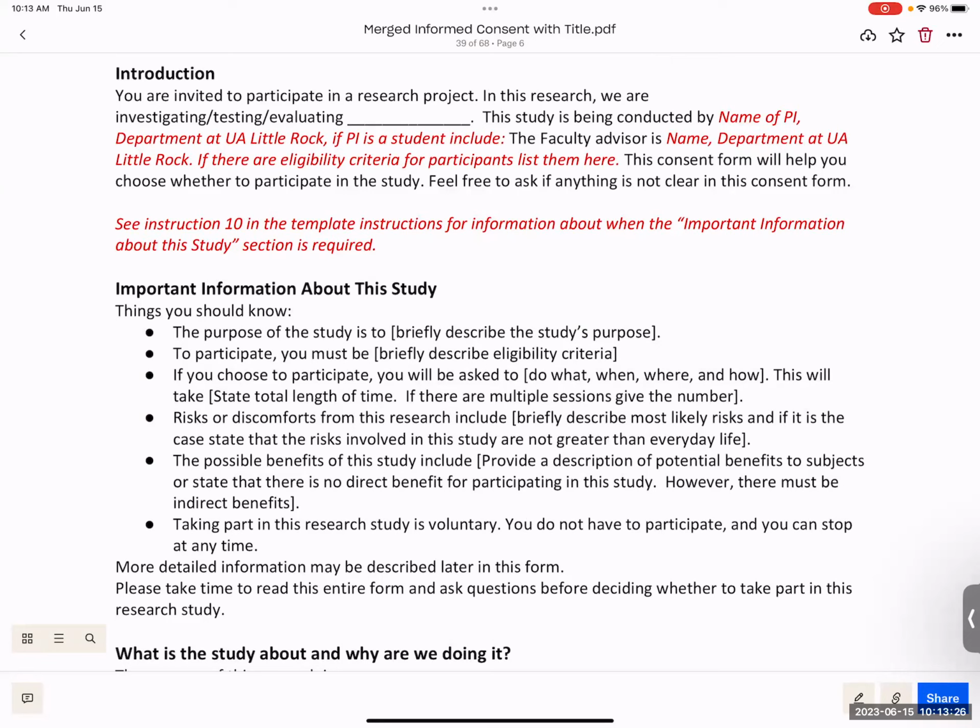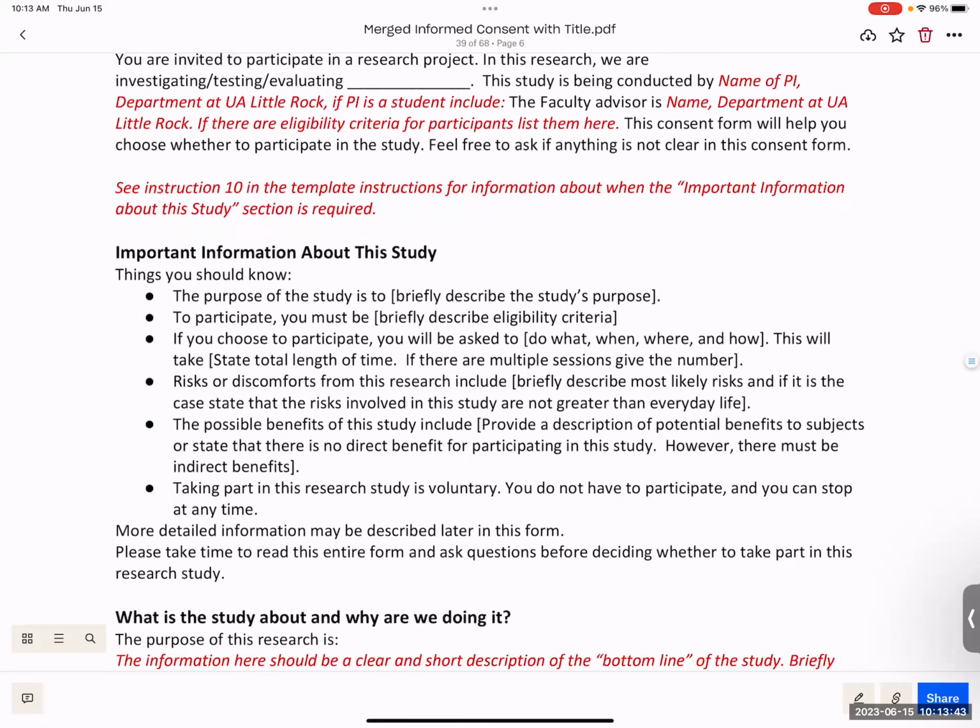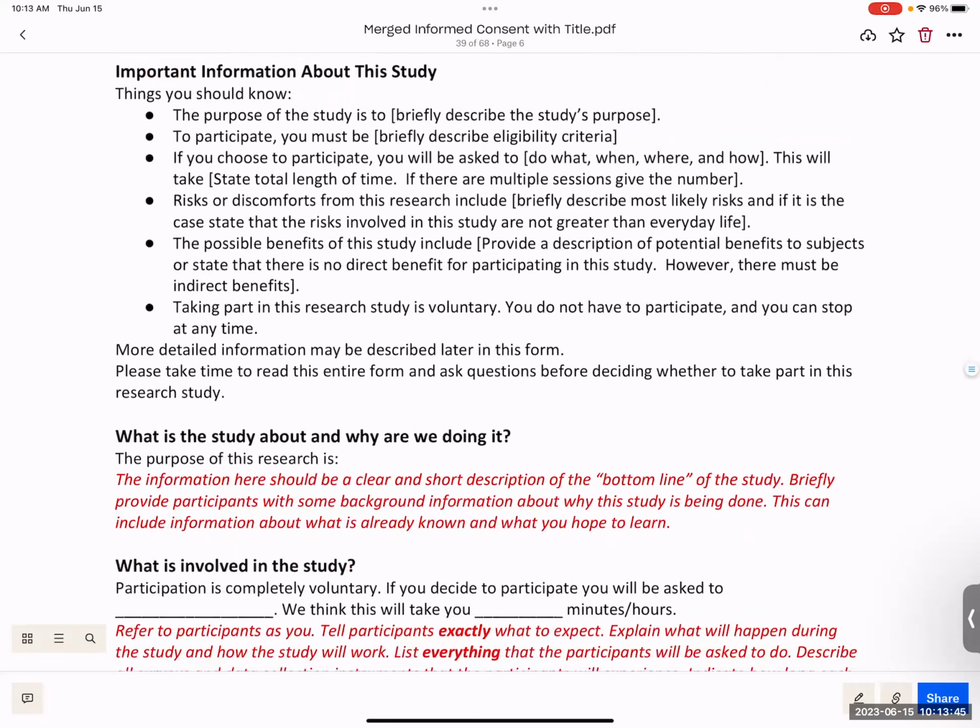So the point of the key information section is to give participants a brief synopsis to allow them to decide whether or not they might want to participate. And we've given you an outline here to help you write this key information section. It is the case that you'll address some of these issues in more detail later on in the informed consent. And then we come to the what is this study about and why are we doing it section.